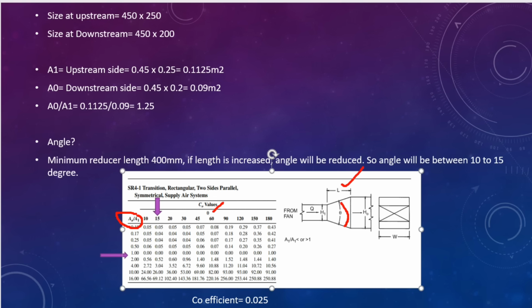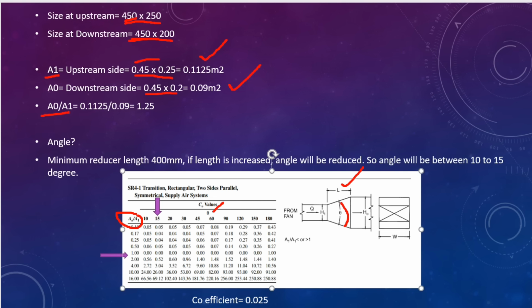So size at upstream is 450 by 250 and size at downstream is 450 by 200. So if you see, area 1 is equal to width into height. This is 450 in mm, so I just convert to meter: 0.45 into 0.25, that is 0.1125 meter square. Similarly for the downstream it is 450 by 200, so 0.45 into 0.2, it is 0.09 meter square.